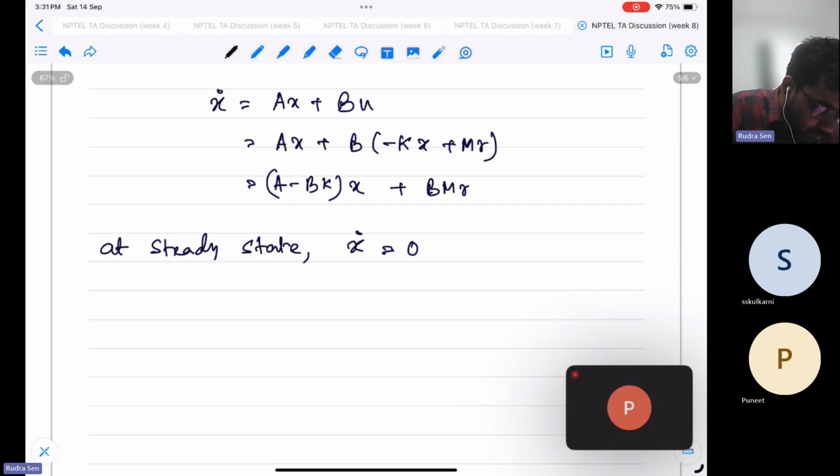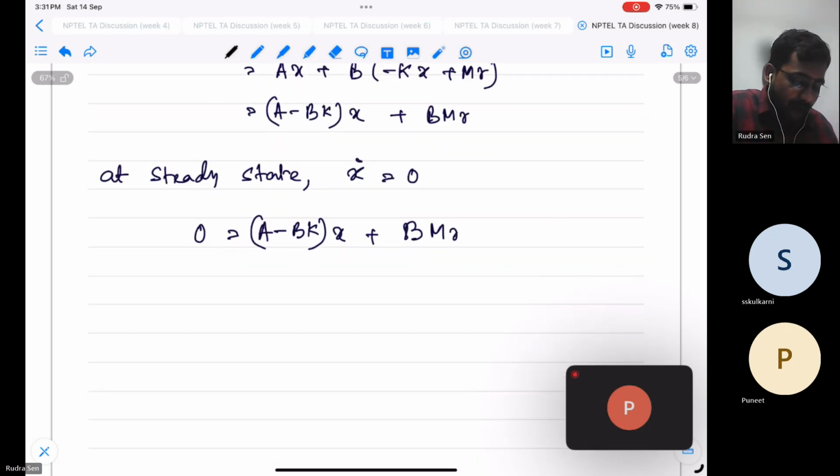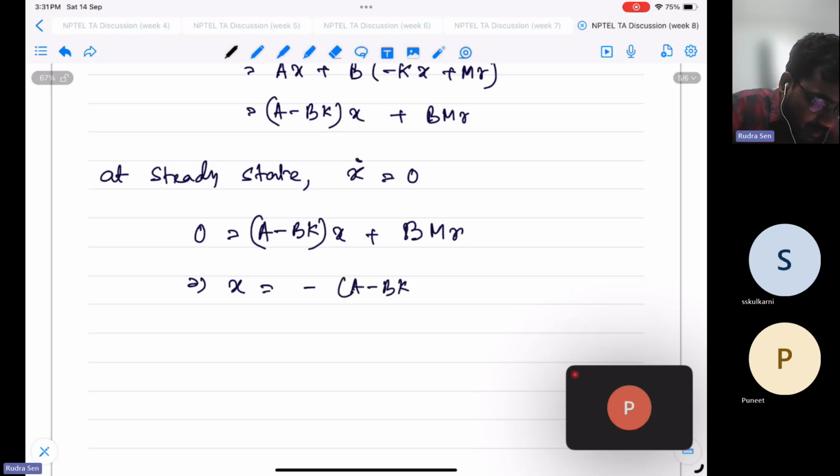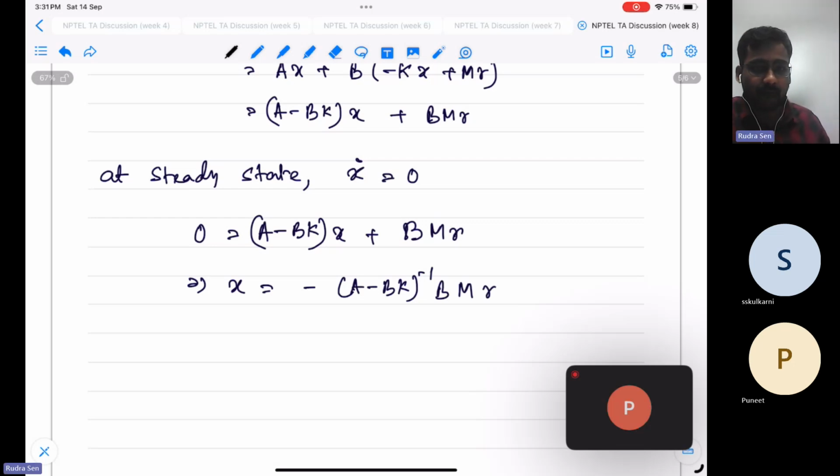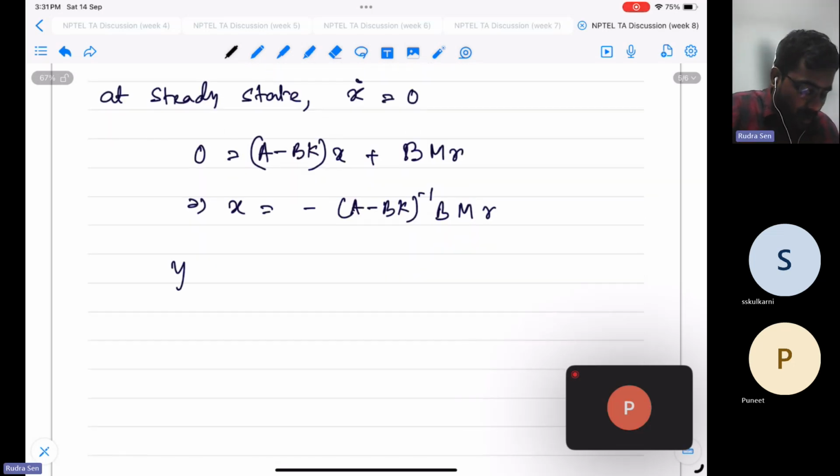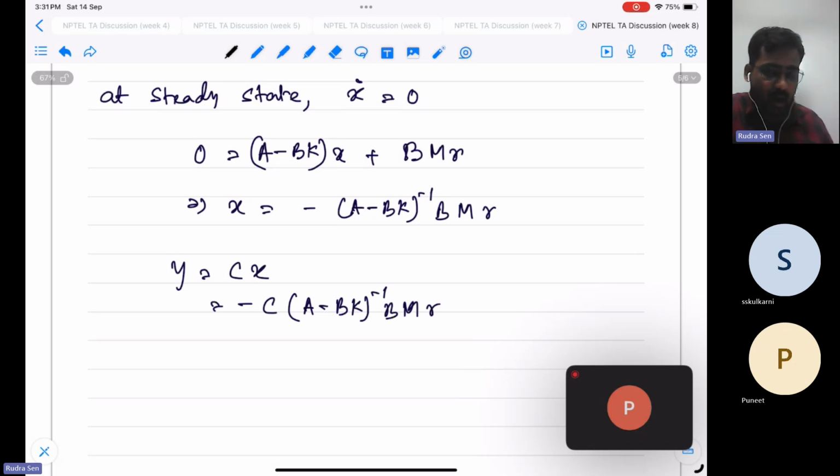So what would it be? 0 equals A minus BK x plus BMr. So x equals minus A minus BK inverse BMr. So what is my y? y is equal to Cx. This is minus C into A minus BK inverse BMr.